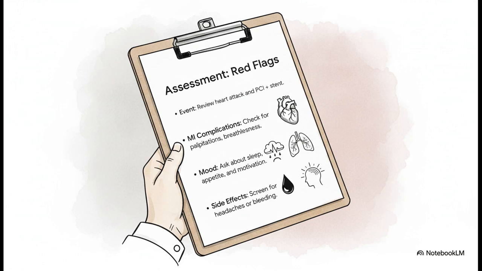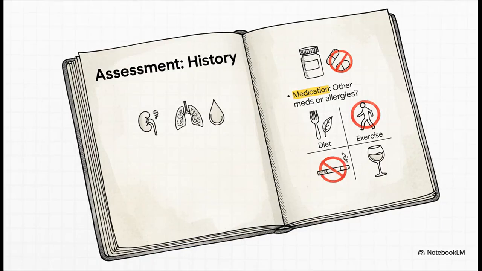So you're asking about the obvious cardiac stuff, palpitations, breathlessness, but don't forget the psychological side. Ask about her mood, her sleep, and then you're also looking for side effects from the new meds, like any headaches or bleeding. Next, you'll cover her background. You need to know about any conditions like asthma or kidney problems that could affect her meds, and always check for other medications and allergies.